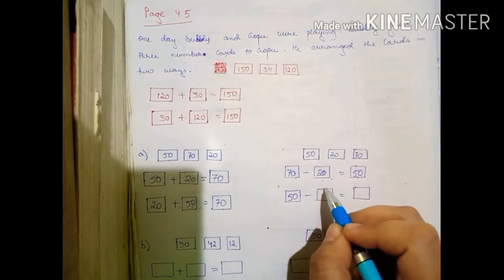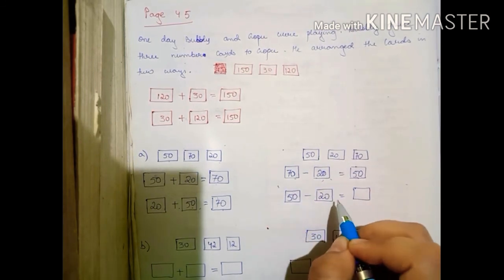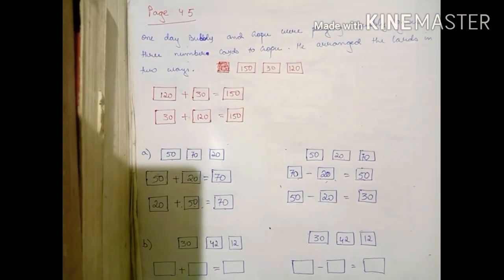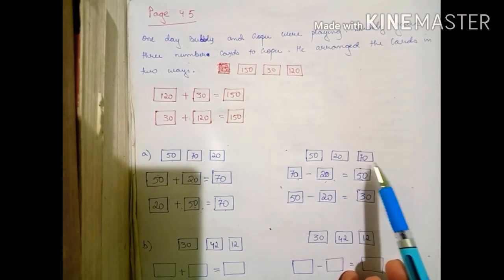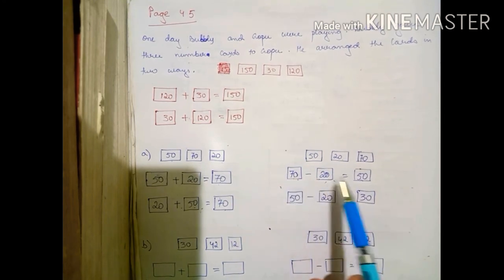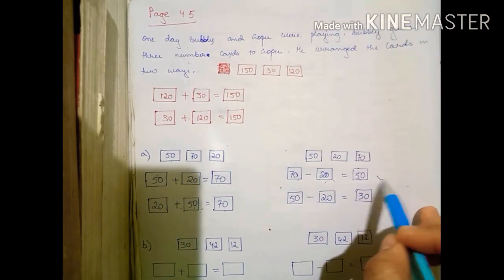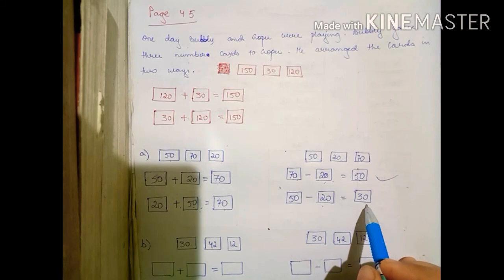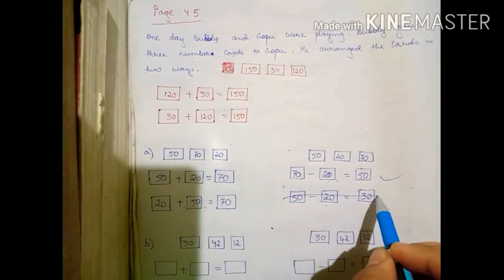50 minus 20 will give 30. But this is wrong. How? Because 30 is not here in the box. We have to use only these three numbers, like here 70, 20 and 50. They are here, right? So this is correct. But even if this solution is correct, we cannot use it because this 30 is not here in the box. So this will be wrong.